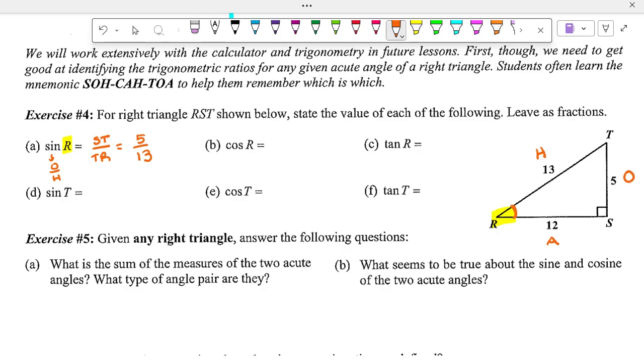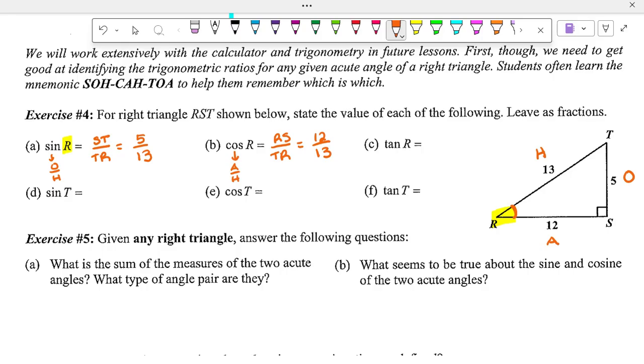Cosine of R. So we're still finding cosine with R being our reference angle. So cosine, how do we find it? Adjacent over hypotenuse. So what two sides is that? RS over RT or TR. So what's my ratio? 12 over 13.